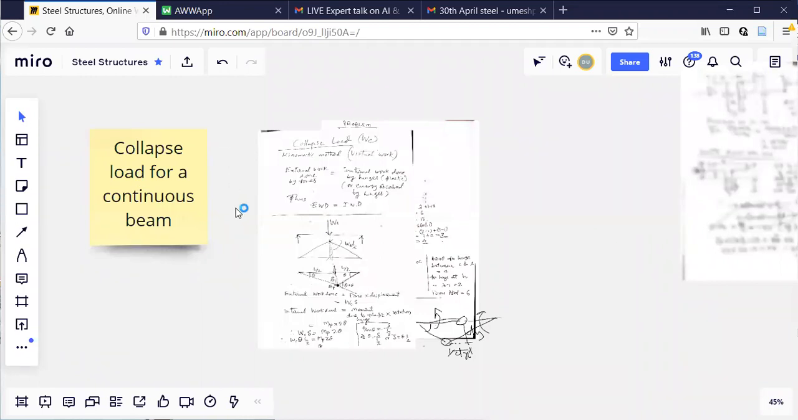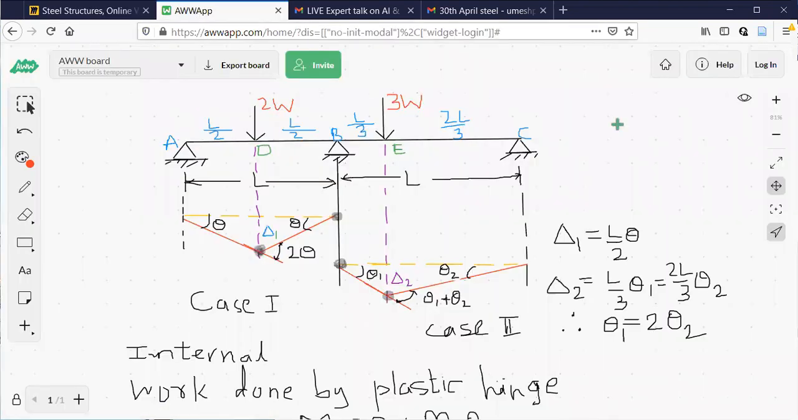So in today's class, I'm going to explain how to find the collapse load for a continuous beam, how to find the collapse load of a continuous beam using the plastic hinge concept. Okay. So observe this figure. First I'll tell you what this figure is all about.